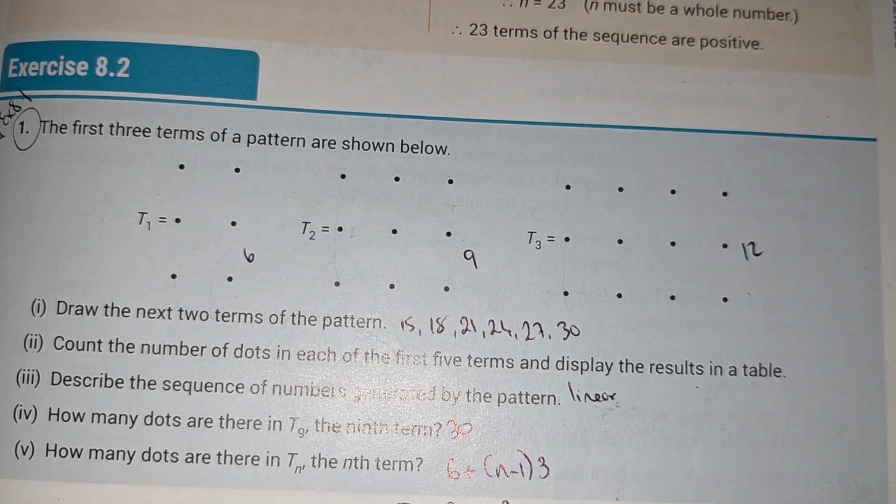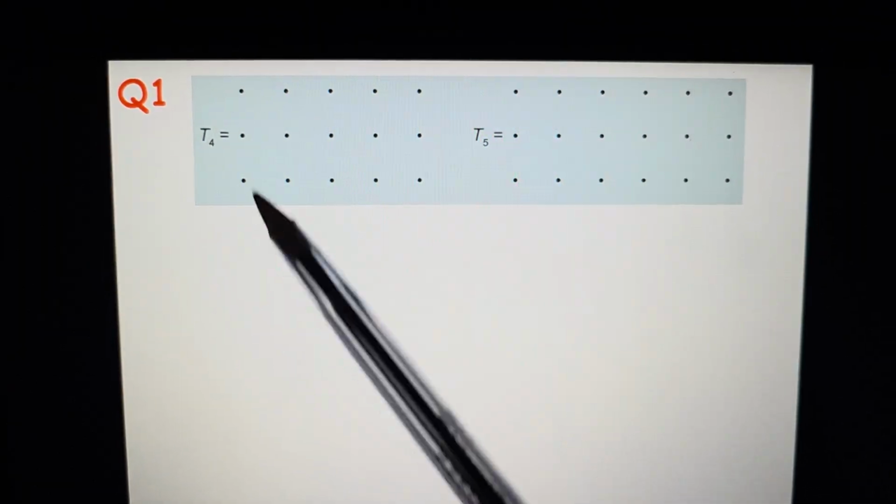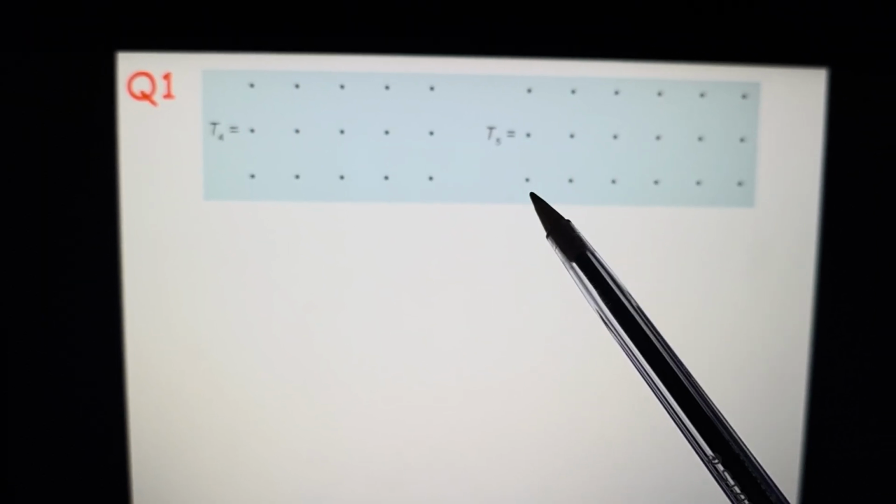So it would follow the same pattern. Okay, 3 down, 5 across, 3 down, 6 across. You can count the dots. So that's term 4 and that's term 5.